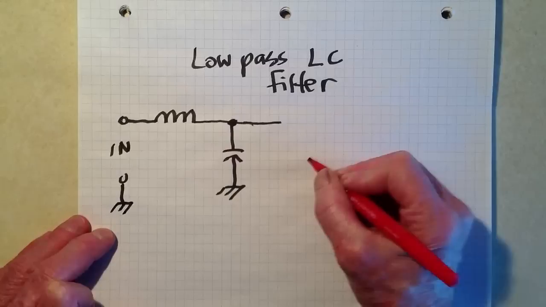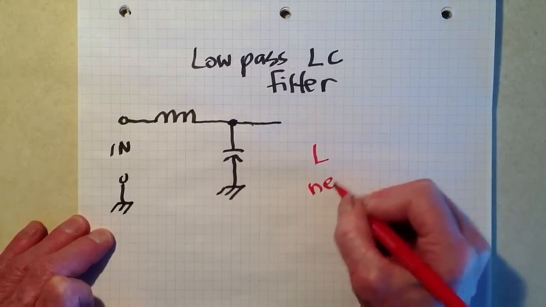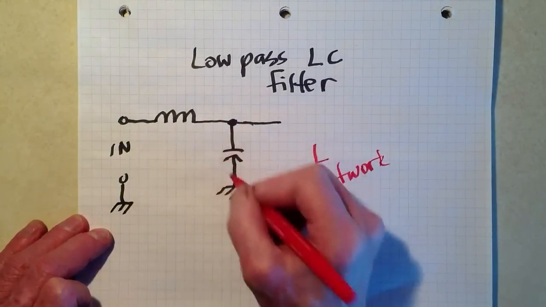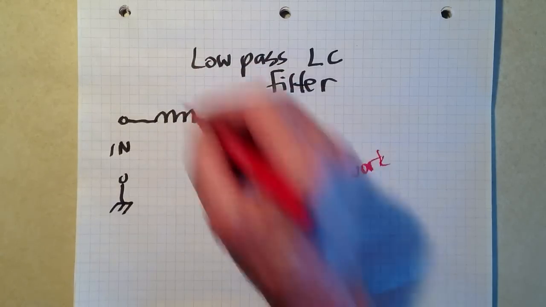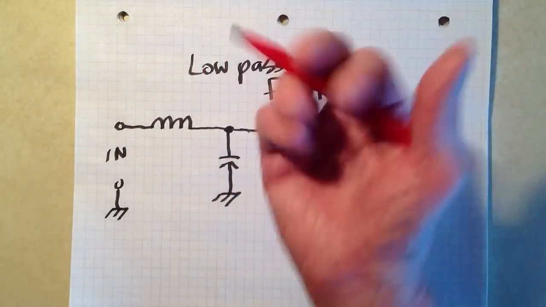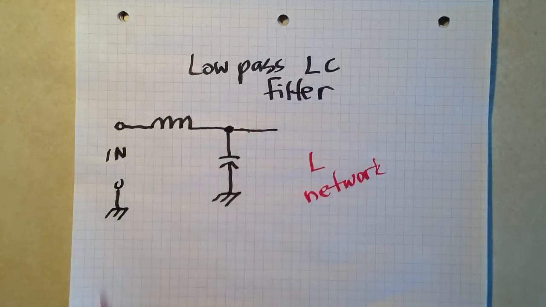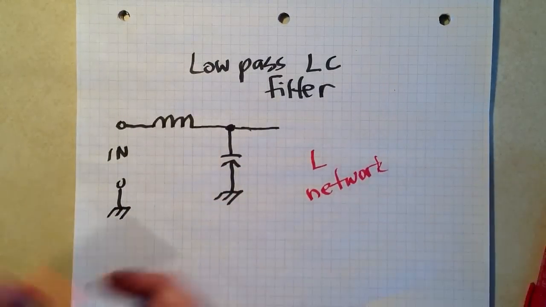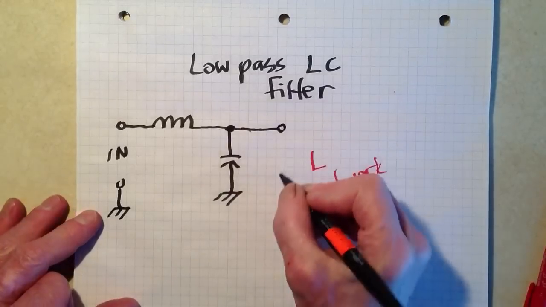This is called an L network because of the way the components are shaped. That looks like an L, doesn't it? If you rotate it 90 degrees and then flip it over, you get an L. So it's called an L network. Take it, rotate it, look at it in a mirror, and you'll see the L. All right? Well, the input here, I might as well finish it and take the output here, like this.